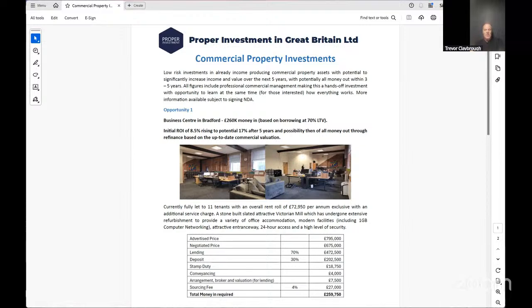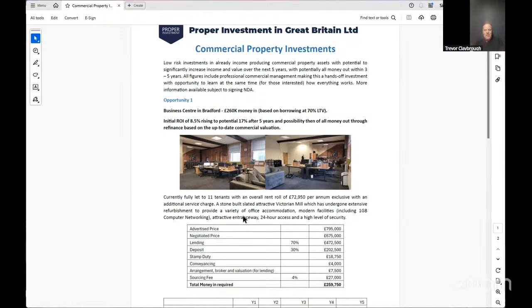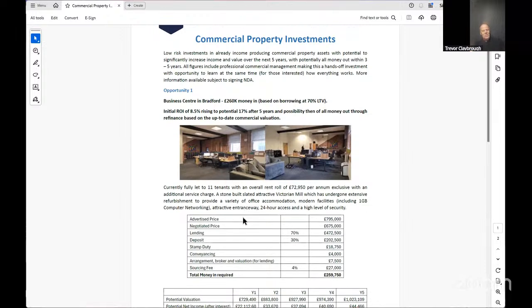It's the owner that bought it, and over the last 20 years got it to the state where it is now. So the price that was advertised, obviously advertised price doesn't always mean a massive amount, maybe a bit more in commercial than residential, because they are based on some sort of figures and valuations. So it's advertised at 795,000, and so far we've got a potentially agreed price of 675,000.